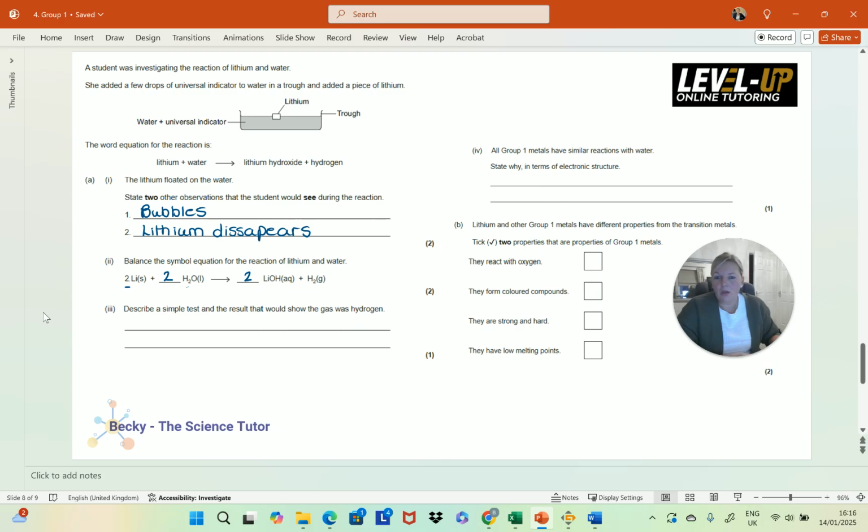Okay, describe a simple test and the result that would show that the gas was hydrogen. So this is going to be our squeaky pop. We're going to use a lit splint, and what we're listening for is that squeaky pop. Okay. All group 1 metals have similar reaction with water. Explain why in terms of their electron structure. They all have 1 electron in the outer shell.